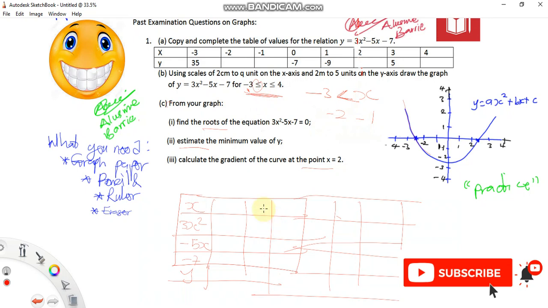Now, let's change the ink. So we have x values, so we put x when x is minus 3, when x is minus 2, when x is minus 1, when x is 0, when x is 1, when x is 2, when x is 3, and then we can add for when x is 4. You will learn to do this much neater.